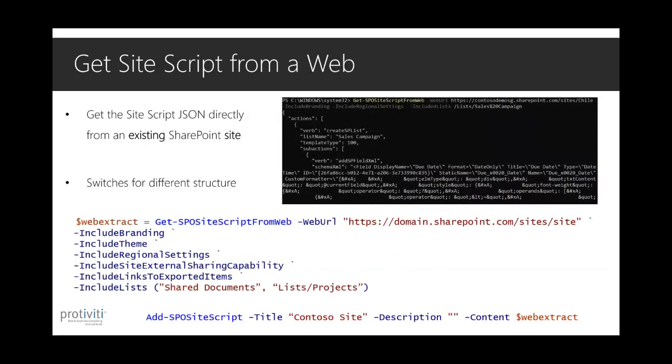You can also do it by web. So you can't technically template a site, but you can get the site script of an existing SharePoint site. And you can include different actions into it. So if I want to get SPO site script from web, that's the command you run. You can get things like branding, theming, regional settings, and you can declare your lists and libraries. So the dash include lists will tell you which libraries and lists we're going to extract. So you can get pretty close to building, let's say, a project site and then having it appear.